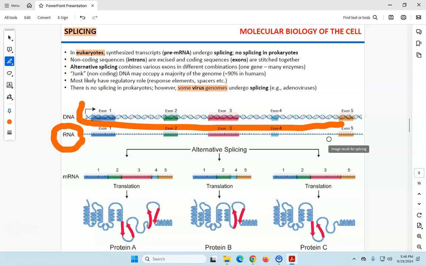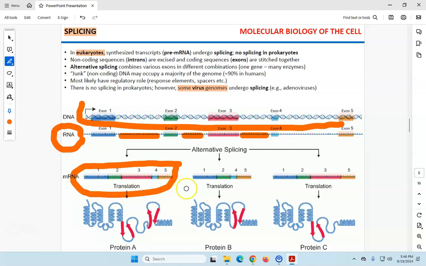During splicing, introns, these fragments, are removed, and exons are stitched together. So now these 5 exons form the actual mRNA that can be used for the protein synthesis. Make sense, everyone? Good? Awesome. Now, sometimes some exons are missing. We call this alternative splicing.